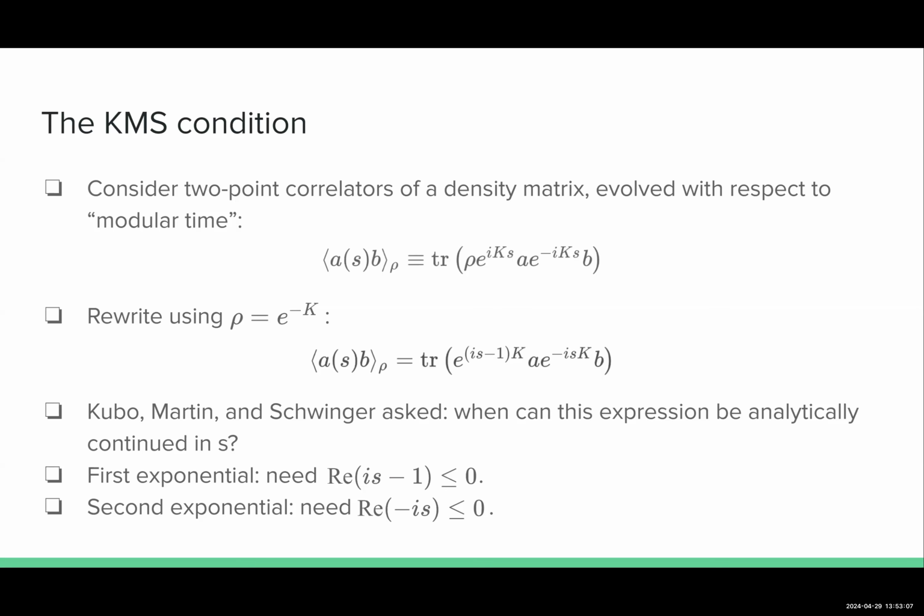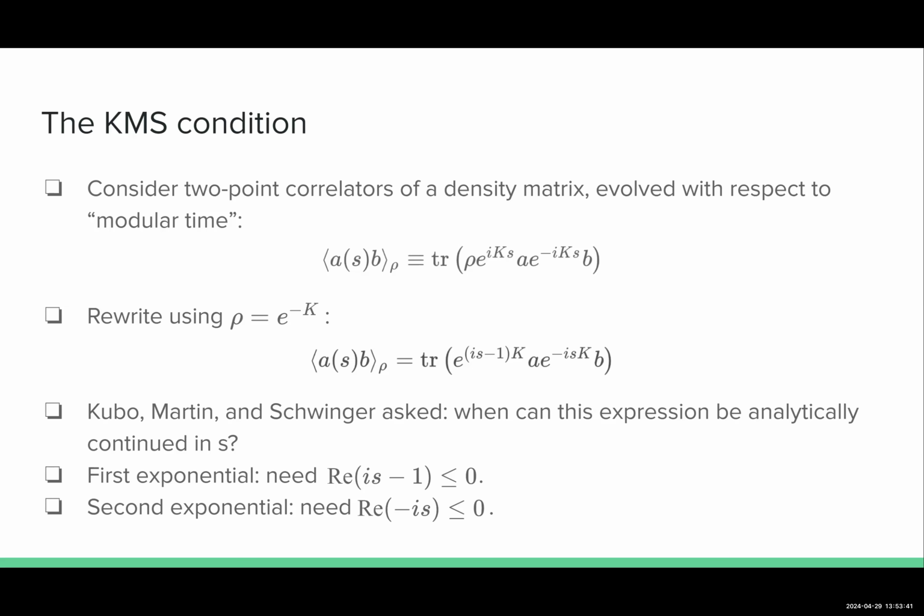So what you do is you think about the 2-point correlation functions in a particular density matrix, and you evolve that correlation function with respect to this funny notion of modular time, this funny Hamiltonian that came from the density matrix. So you look at the expectation value, where A and B are just two general operators. You look at A of s times B, expectation value in rho, and what that means is this expression here: trace of rho times e^{iKs} A e^{-iKs} B. And if you just plug in this expression for the modular Hamiltonian, rho equals e^{-K}, you can rewrite it as follows.